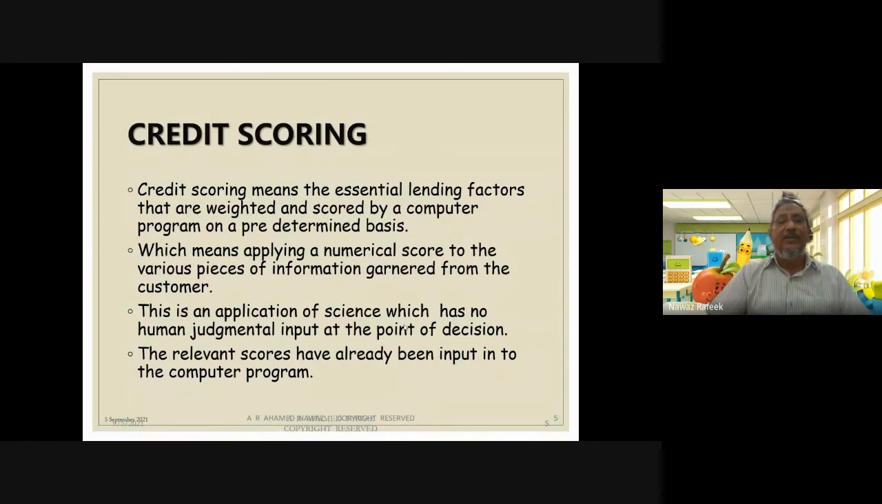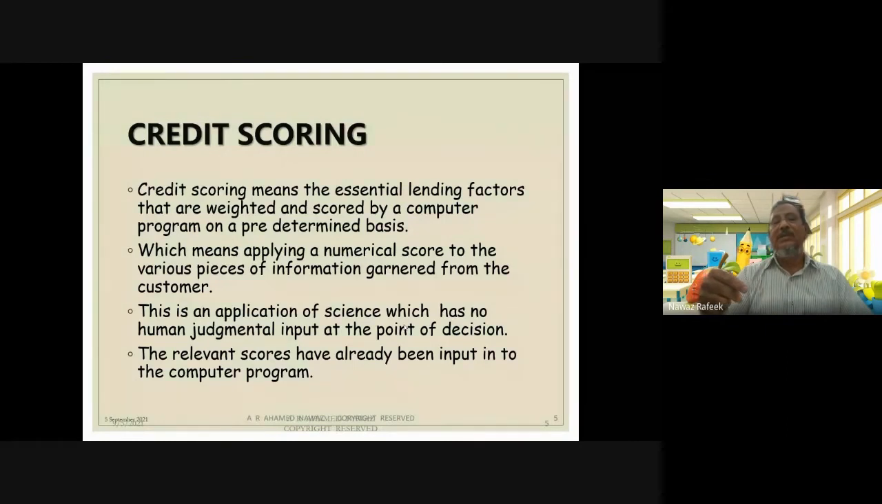It is not in qualitative terms; this is converted into numerical form or quantitative terms. This is an application of science which has no human judgmental input at the point of decision. Therefore, this credit scoring is completely based on technical analysis. No human judgment is input there. So this is one of the weaknesses in credit appraisal. The human judgment is a very important factor.